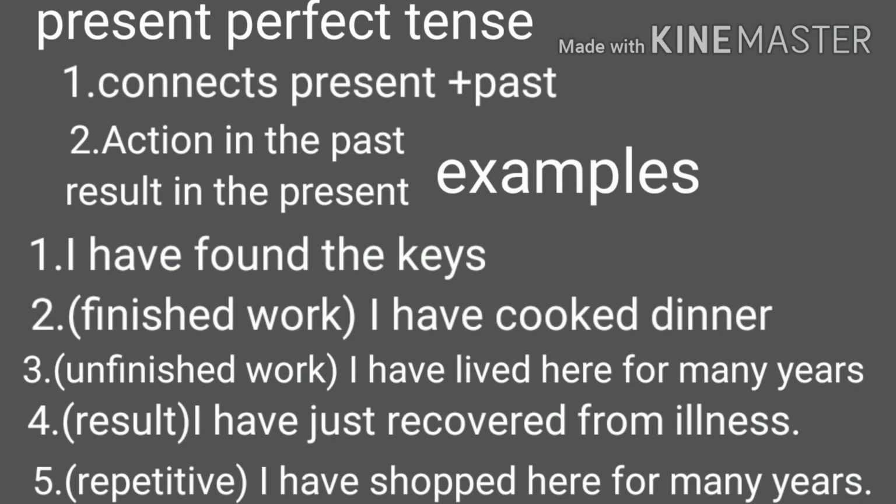Unfinished work. I have lived for many years. That means I stayed here in the past and still living. I have lived here for many years. Number 4, showing some result, such as I have just recovered from illness. Number 5, repetition. I have shopped here for many years.